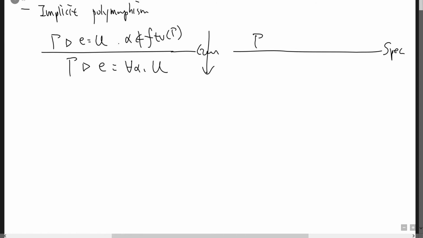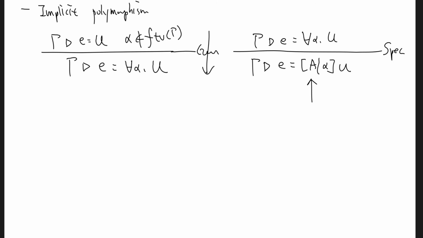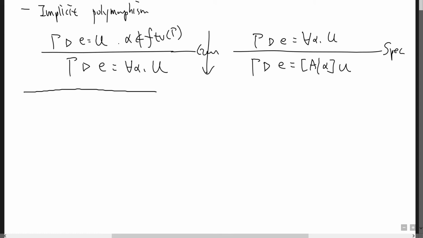And the specialization rule says: if expression E has type for all alpha U, you may instantiate alpha to monotype A. And here we do not check the validity of type A because you may introduce as many fresh type variables in this monotype A, but that's fine because all these type variables are assumed to be valid. So this is the system.